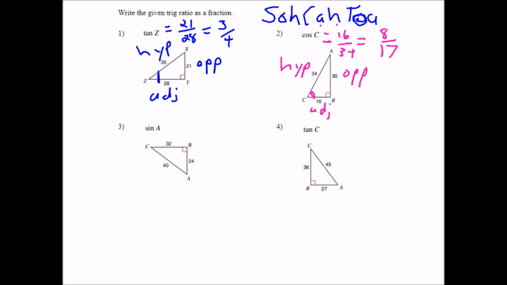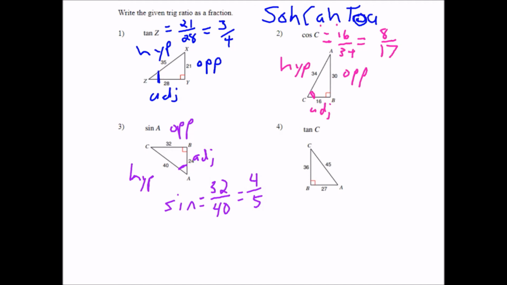All right, number 3, sine of A. So here's A, our reference angle. Opposite the 90-degree angle is the hypotenuse. Okay, going across from A, we get the opposite side. And then next to, but not hypotenuse, is adjacent. So sine of A, we're doing SOH. So opposite over hypotenuse, which would be 32 over 40. And again, it's good practice to reduce your fractions. We could divide by 8 and get 4 over 5.